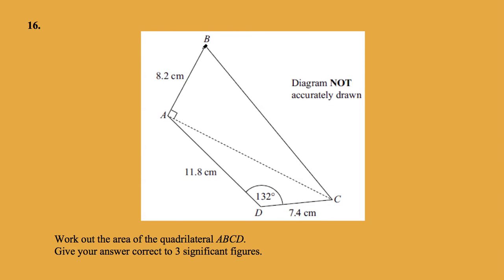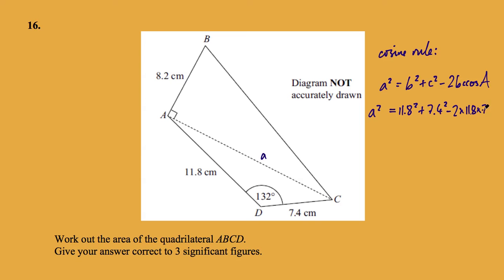In order to work out this right-angled triangle, its area, I need to have its base that is perpendicular to its height, so I need to know AC. I can do that with the cosine rule because I've got these 2 sides. So cosine rule, and I'm looking for a missing side, so I'm looking for a squared equals b squared plus c squared minus 2bc cos A. This missing side, a squared, is AC. I can label it A. A squared equals 11.8 squared plus 7.4 squared minus 2 times 11.8 times 7.4 times cos of 132.